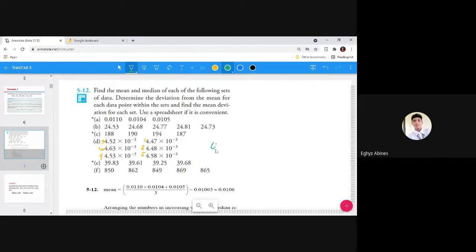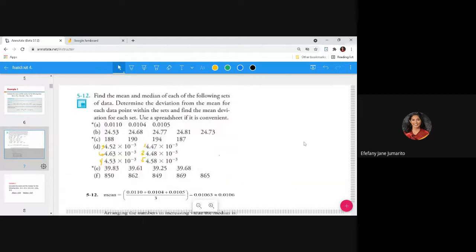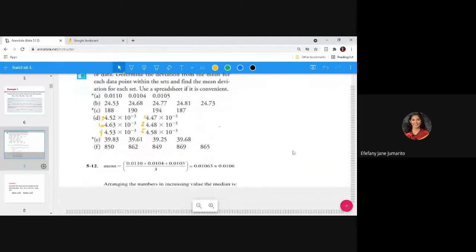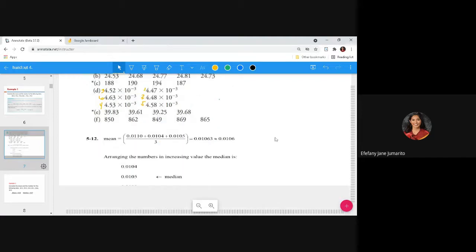Okay, I'll write it na lang. 4.53, ma'am, times 10 to the power of negative 3. Okay, yes, thank you. So that's it. All right. Now after that, you can find the mean and median of A, B, C, E, and F. So kaya nyo na yan.